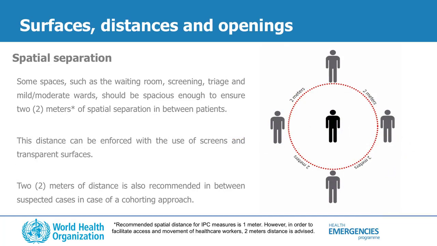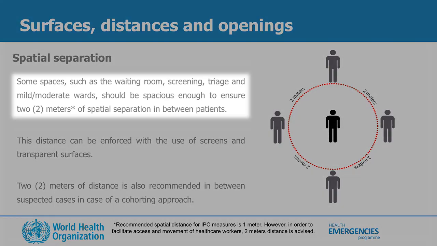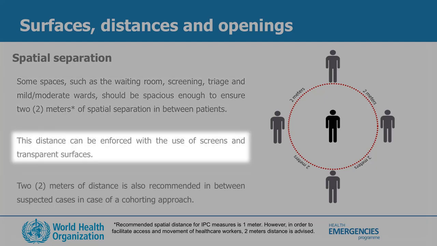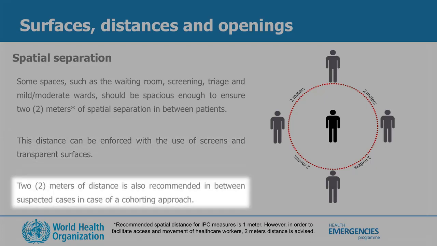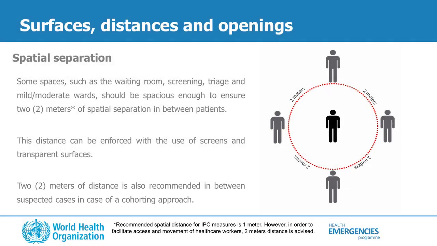While assessing the surface available, we should consider that some services have specific spatial requirements. The waiting room, screening, triage, and mild-moderate wards, for instance, should be spacious enough to ensure a 2-meter distance between patients. This distance can be reduced with the use of screens and transparent surfaces. A 2-meter distance is also recommended between suspect cases in a quarantine approach. Note that the recommended spatial distance for infection prevention and control measures is 1 meter. However, in order to facilitate access and movement of healthcare workers, a 2-meter distance is advised.